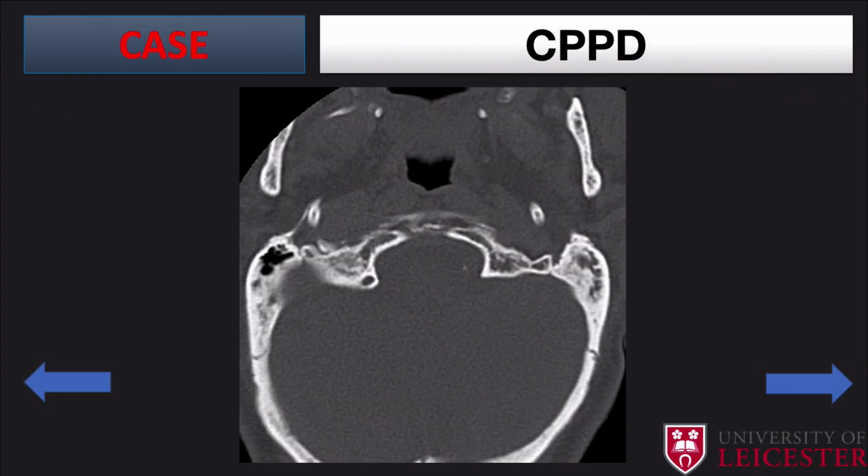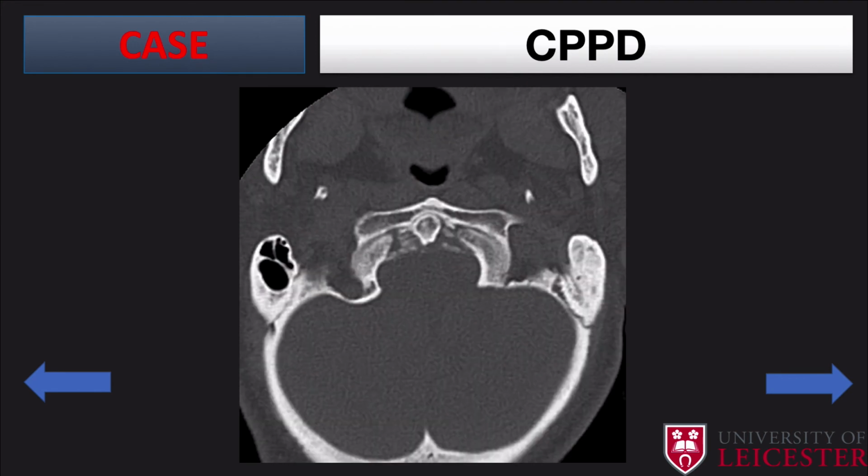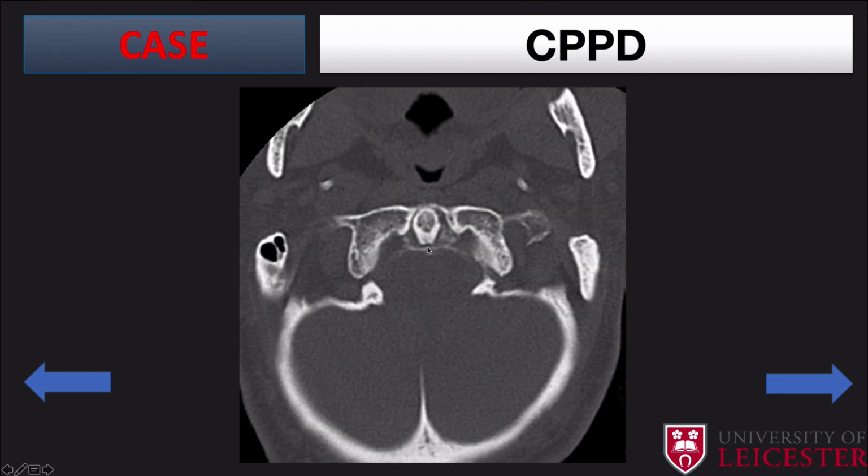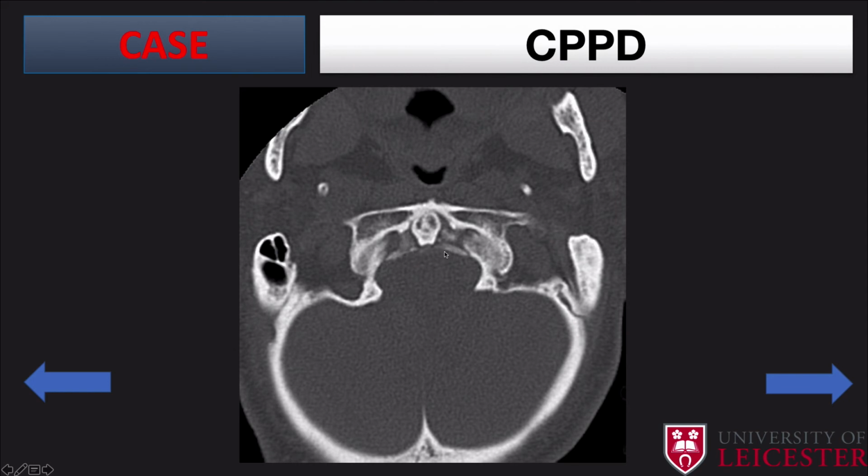So I mentioned earlier, one of the areas that you can get them is within the atlantoaxial joint. So here we've got an axial CT just cutting through near the base of the skull. So this is your C1 and C2 articulation, and you can see the deposition within the atlantoaxial joint. Most of you will actually have this kind of deposition by the time you're 80. It's a type of degenerative deposition and calcification.